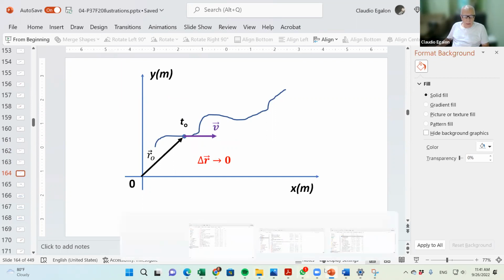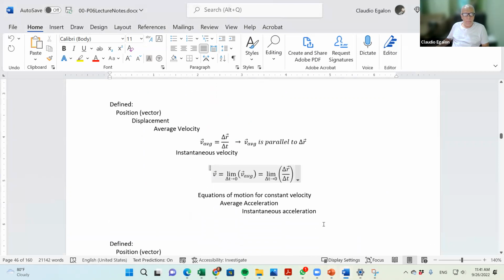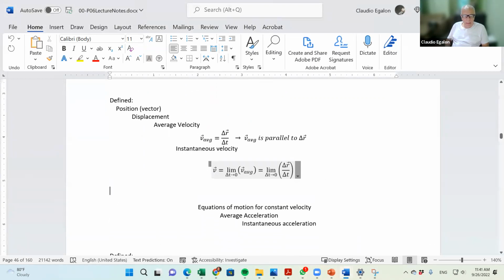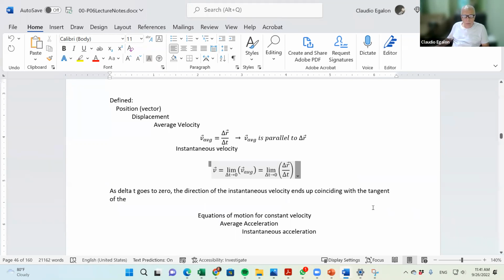We are going to write that down here in my notes. As delta t goes to 0, the direction of the instantaneous velocity ends up coinciding with the tangent, with a direction that is tangent to the path of the particle.